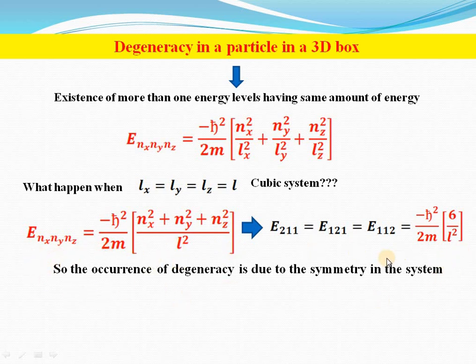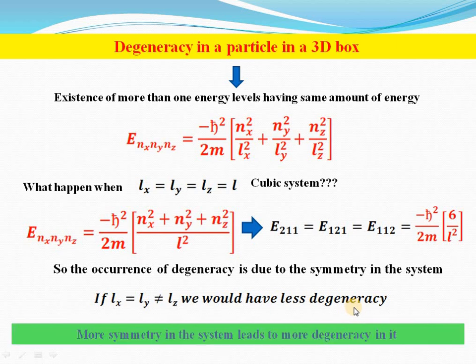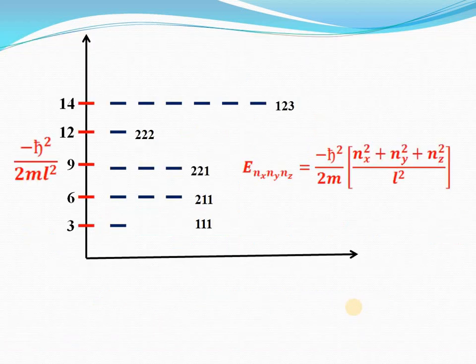So it is a very important statement that if degeneracy occurs in any system, it can be due to the presence of symmetry in that system. If Lx is equal to Ly but not equal to Lz, then we would have less degeneracy. So the more symmetry increases in the system, the more degeneracy we will see in that system. Now here I have plotted the minus ħ²/2mL² term, and this is the energy expression for a particle inside a three-dimensional system.